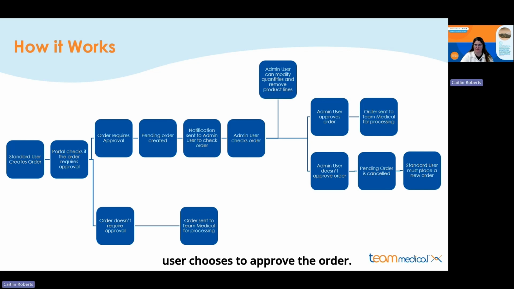If the admin user chooses to approve, the order is then sent to Team Medical for processing. If the admin user doesn't approve, the pending order is cancelled, and then the standard user must place a new order from scratch. Say at the time that the order doesn't require any approval process, the order is sent straight to Team Medical for processing.